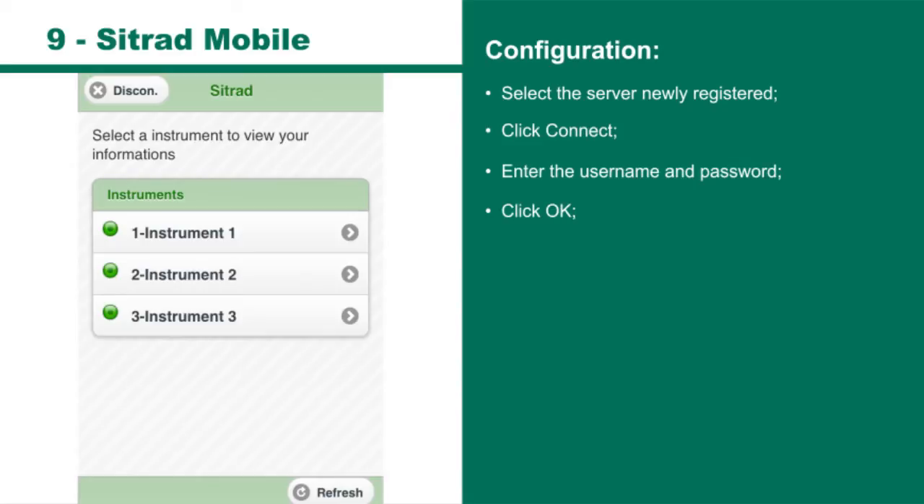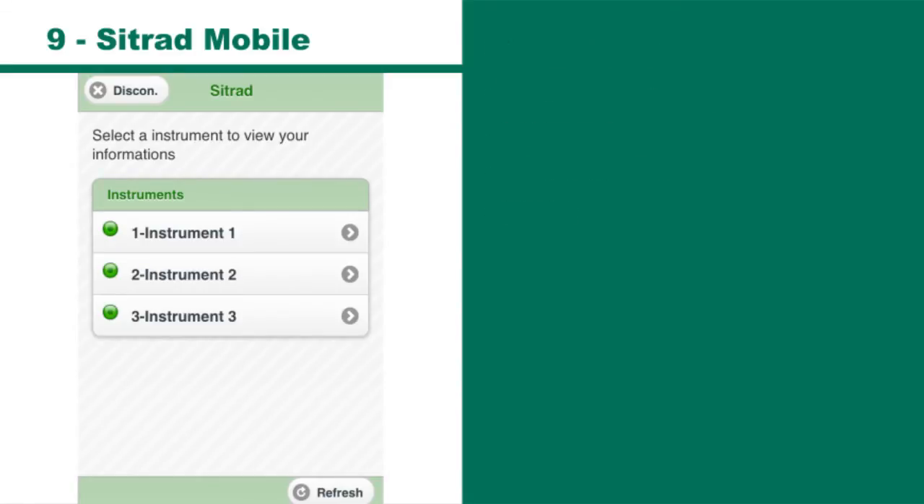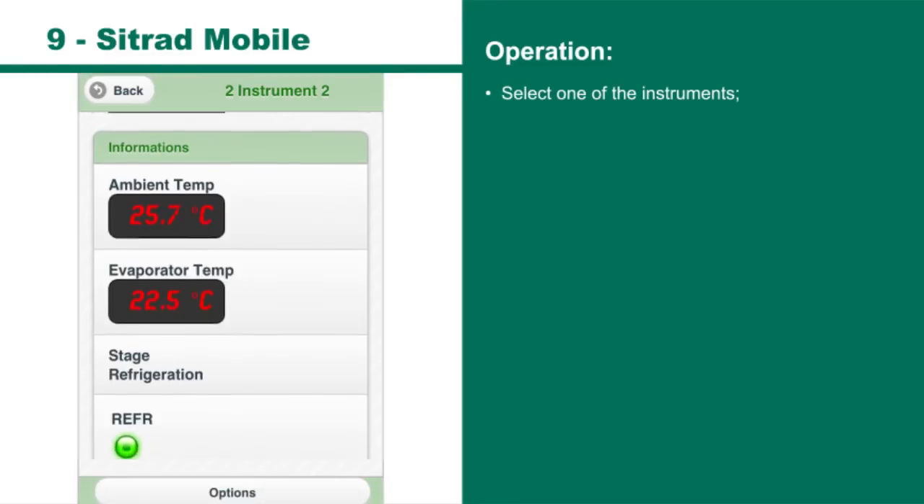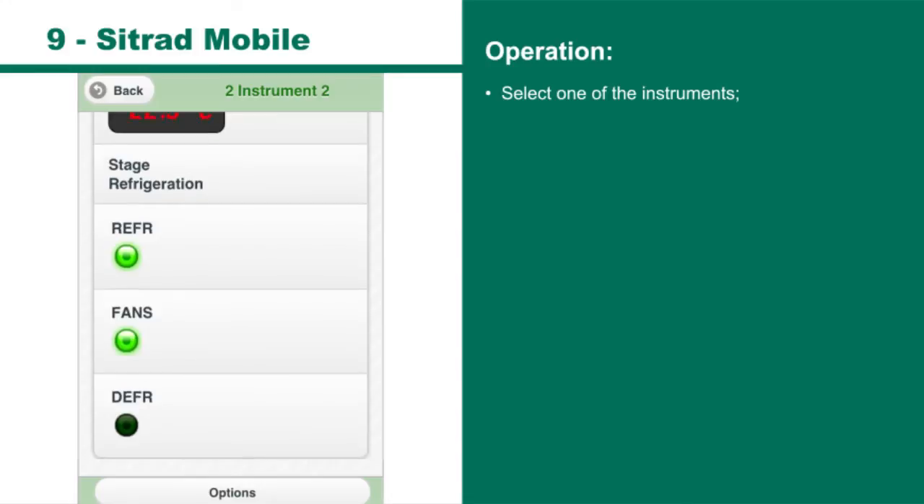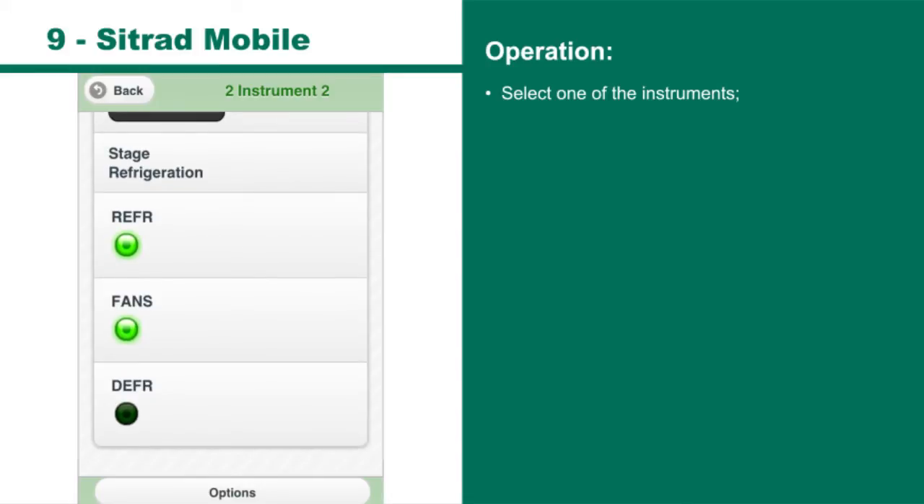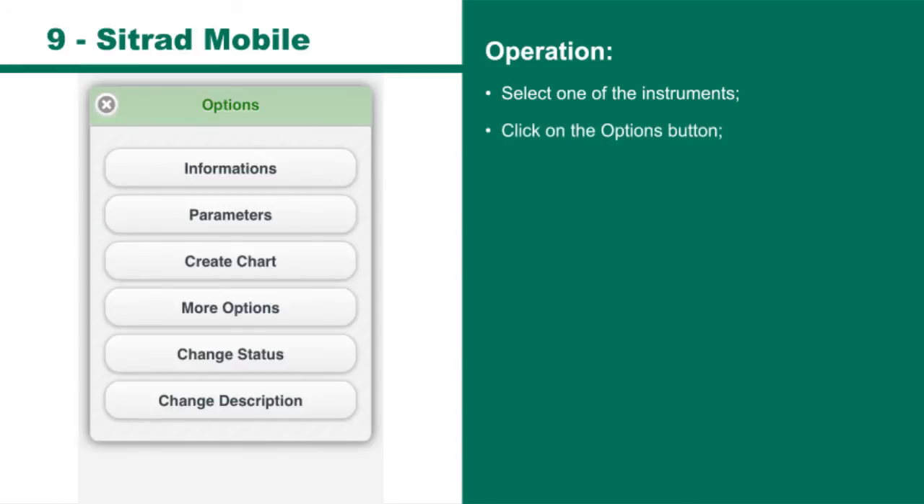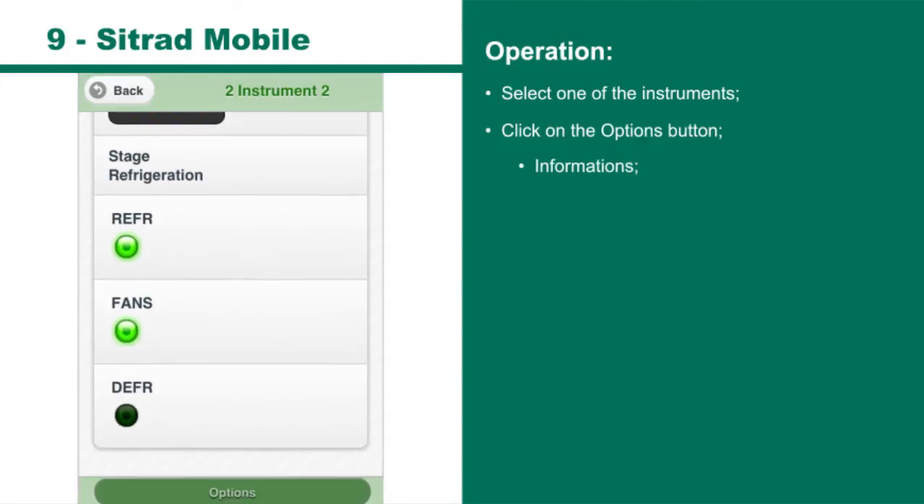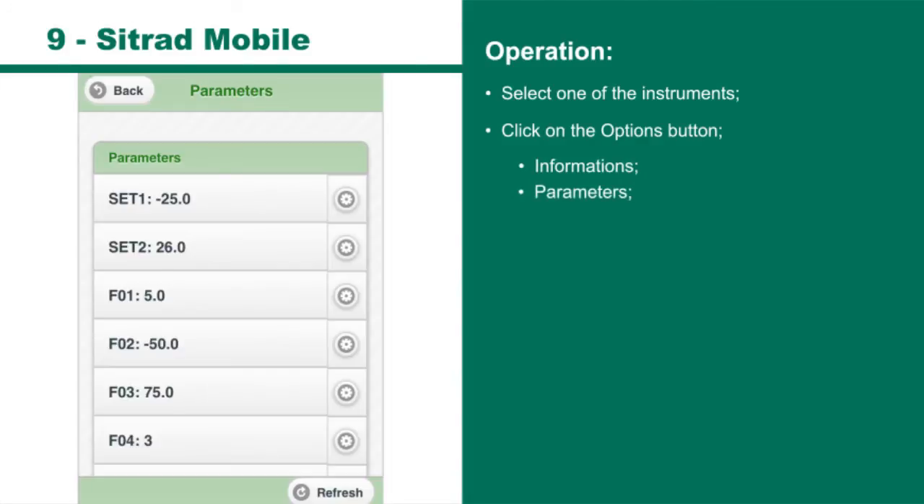In the next window, you will see the instruments connected to Sitrad Local. Operation. Select one of the instruments. The information panel will open with the main items. On the lower part of the screen, we have the Options button. By clicking, you will have access to the information panel, where we were previously, the parameter list.